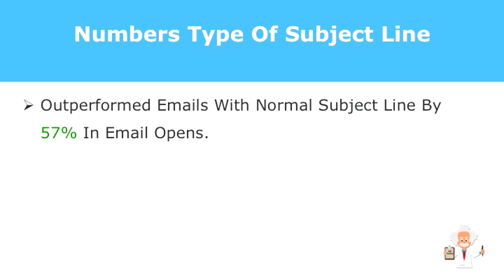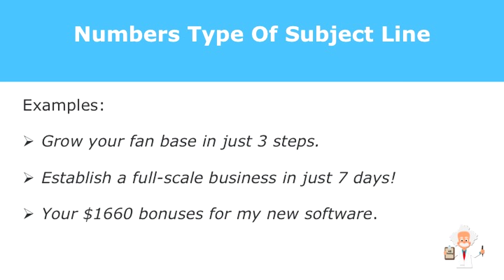It can be used to set people's expectations about what I'm about to tell them and provide a tease to my email content. And it really works. Campaign Monitor has tested subject lines with numbers, and they outperformed ones without numbers by up to 57% in email open rate. So if possible, always include numbers in your subject lines.